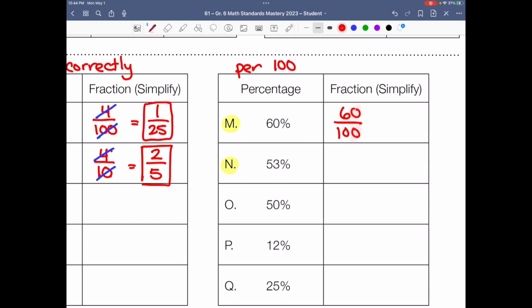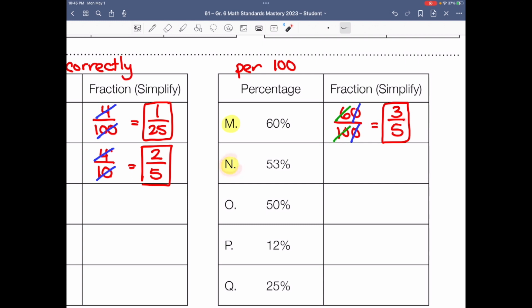Let's try that. Divide by 10, divide by 10. And notice the fraction 6/10 is a lot easier to simplify. So here we go in green. Divide by 2, divide by 2. 6 divided by 2 is 3. 10 divided by 2 is 5. So your final answer, once again, is 3/5.